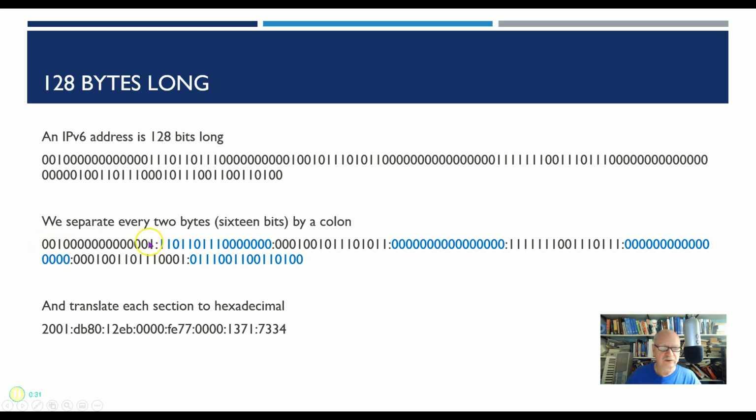Now we're going to translate each of these 16-bit sections to hexadecimal. Hexadecimal has digits from 0 to 9 and then A through F because there are 16 possible combinations. So we have here 2001, DB80, 12EB, 0000, FE77 over here, 0000 again here, 1371, 7334.